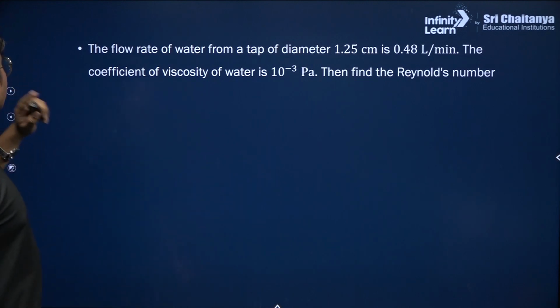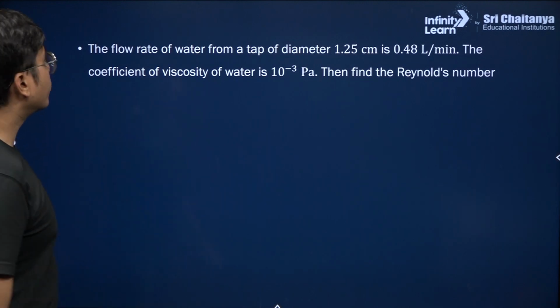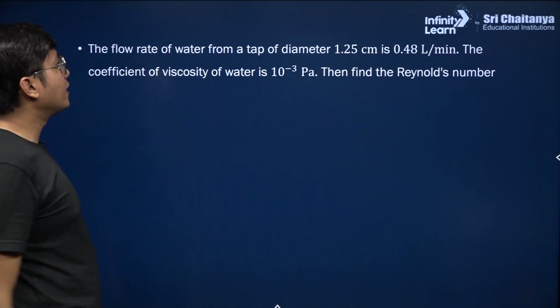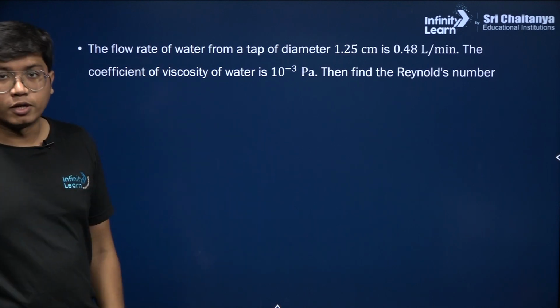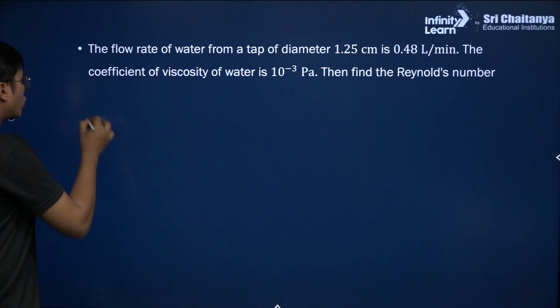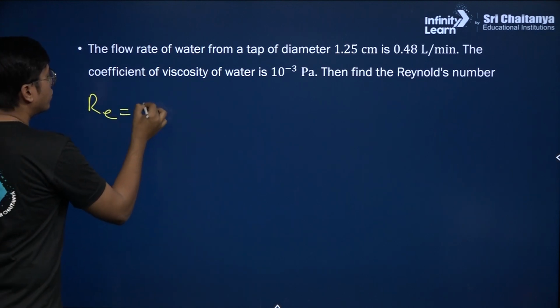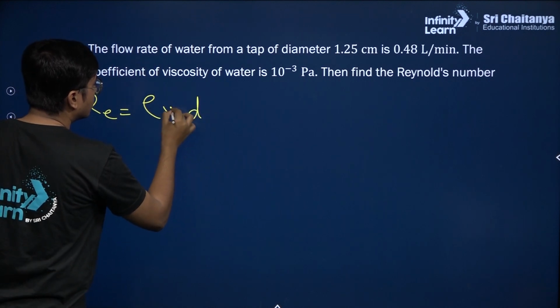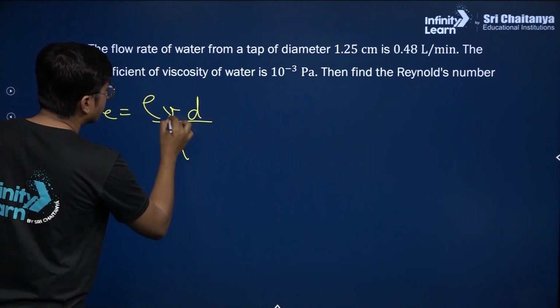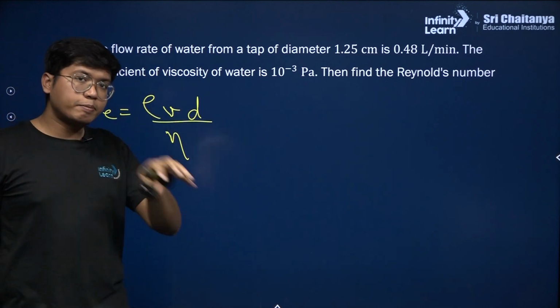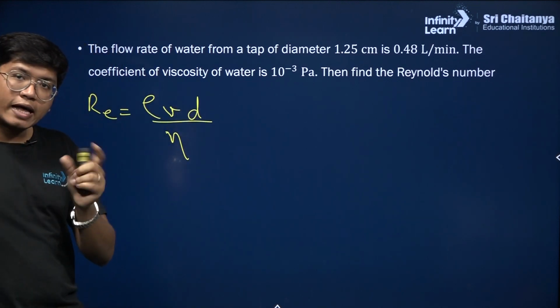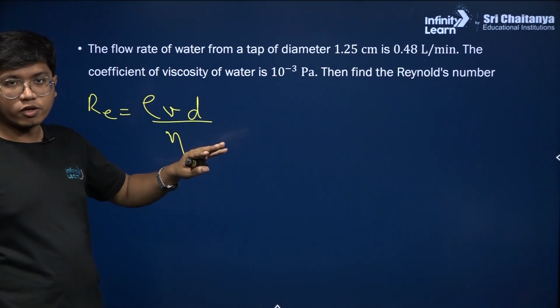Next up, we have the flow rate of water from a tap of diameter. This is 0.48 liter per minute. The coefficient of viscosity is given. We have to find the Reynolds number. Now the relation for the Reynolds number, what do we know it to be? Re is equal to rho Vd divided by eta. Rho is the density of the fluid flowing, V is the speed with which it's flowing, d refers to the diameter of the pipe, and eta is the coefficient of viscosity.